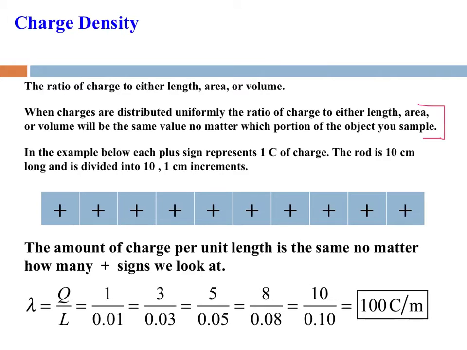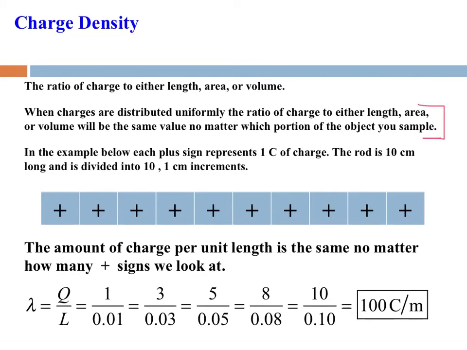this means. So in this example, we show that 1 coulomb of charge is placed on a rod that is 10 centimeters long, and it is divided into 10 1 centimeter increments. Again, each increment has 1 coulomb of charge. So the amount of charge per unit length is the same no matter how many plus or positive signs we look at. So lambda is equal to Q over L, the charge distributed over the entire length.